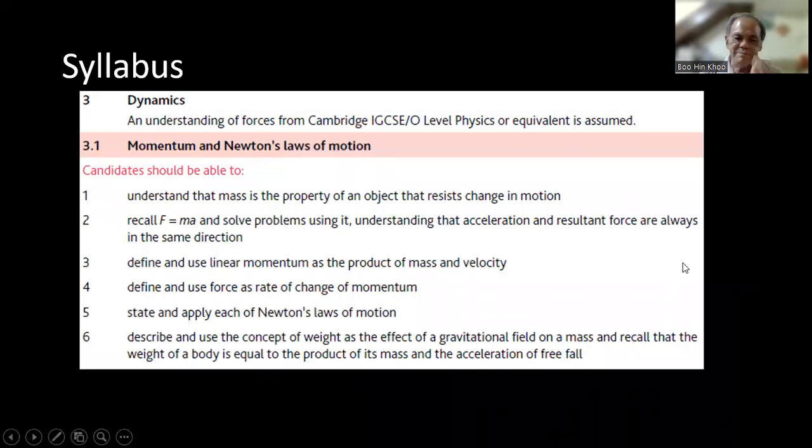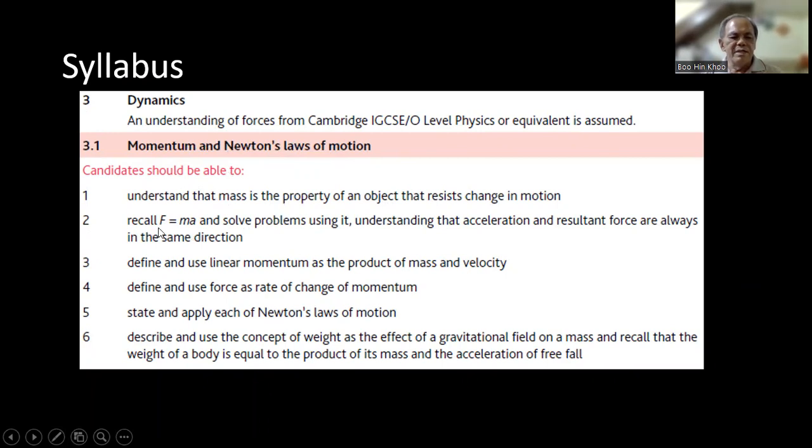This is the syllabus, dynamics and understanding of forces for Cambridge. IGCSE or O-level physics or equivalent is assumed. Momentum and Newton's laws of motion. Understand that mass is a property of an object that resists a change in motion. That's how I define for you what is mass.